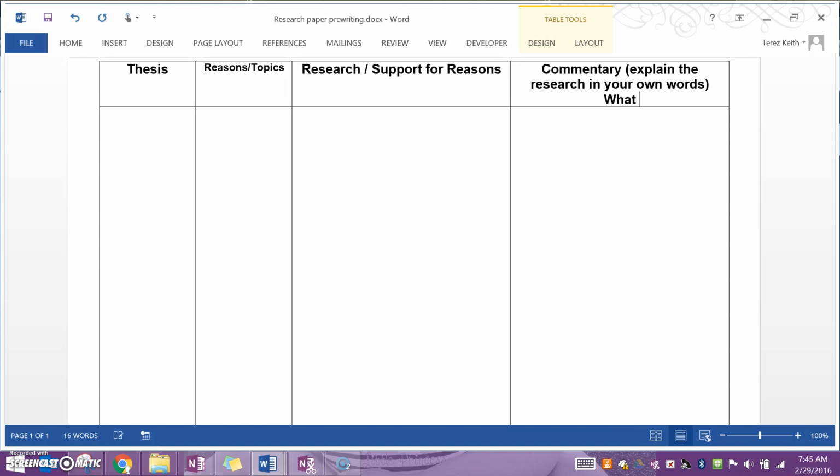And keep this question in mind: What does this all prove? What did that quote that you put in the research column, how does that quote prove your thesis? And I'm going to walk you through this with one of my examples.